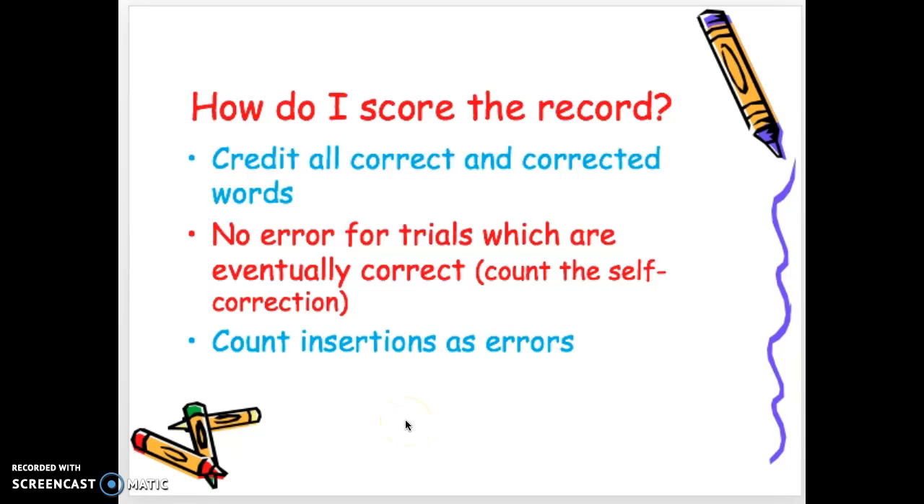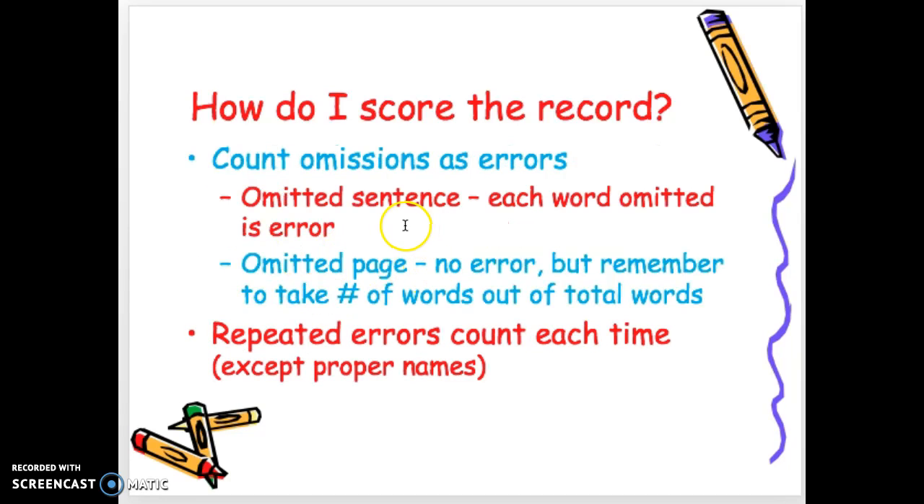Okay, we're going to talk a little bit about scoring. All correct and corrected words, and no error for trials which are eventually corrected, although you do count the self-correction, and count insertions as errors. Omissions are counted as errors, and if she omits a whole sentence, you count each word as an error. But if they omit a whole page, it's not an error, but if you're counting words, make sure you don't count those as words read correctly.